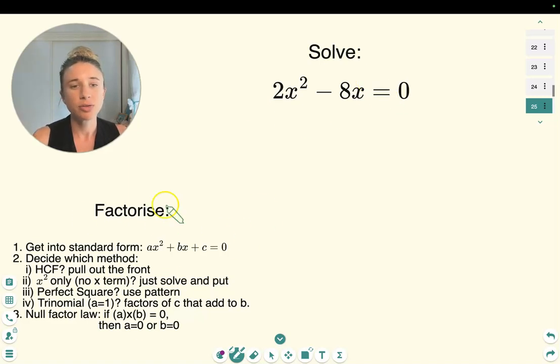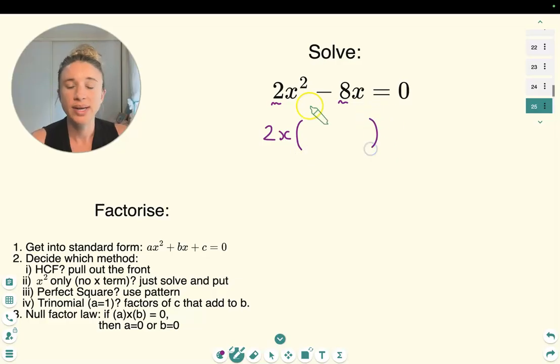First one, and we've got our little method down here from the previous page. 2x squared take 8x equals 0. It's in standard form because it equals 0. Now we've just got to decide which method. This says highest common factor, we're going to pull it out the front. Is there a common factor amongst these two terms? There is, because these are both even. So 2 is a common factor. And amongst the x squared and the x, you choose the one with the lowest power. So x comes out the front.